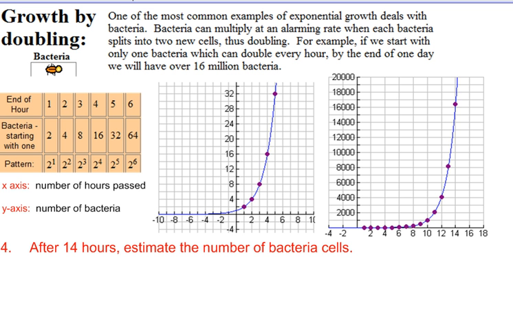It says, one of the most common examples of exponential growth deals with bacteria. Bacteria can multiply at an alarming rate when each bacteria splits into 2 new cells, thus doubling. For example, if we start with only 1 bacteria, which can double every hour, by the end of 1 day we have over 16 million bacteria.